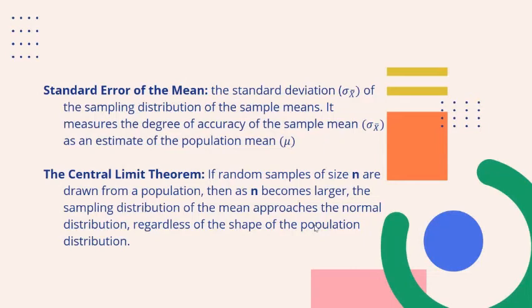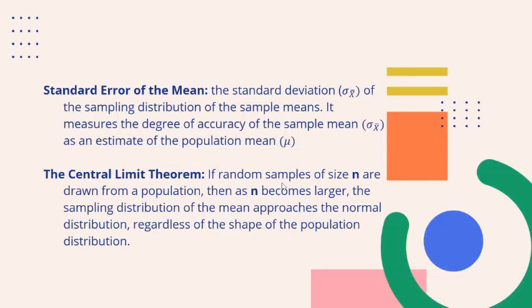The standard deviation of the sampling distribution of the mean is also known as the standard error of the mean. It measures the degree of accuracy of the sample mean as an estimate of the population mean. Okay? A good estimate of the mean is obtained if the standard error of the mean is small or close to zero, while a poor estimate results if the standard error of the mean is large.